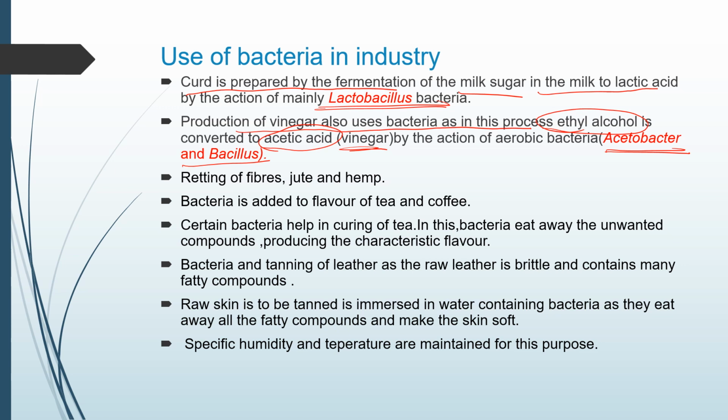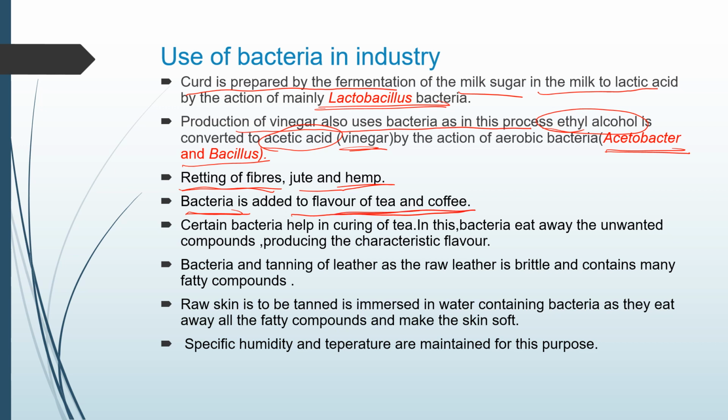On a large scale, bacteria are used to produce curd, to produce vinegar, and for retting of fibers of jute and hemp. So what is retting of fibers? It is the extraction of the original fibers from the raw ones. There also microorganisms are used: bacteria are used to extract the pure form of jute from the raw fibers. Another use is that bacteria are added to tea or coffee to get the flavor.